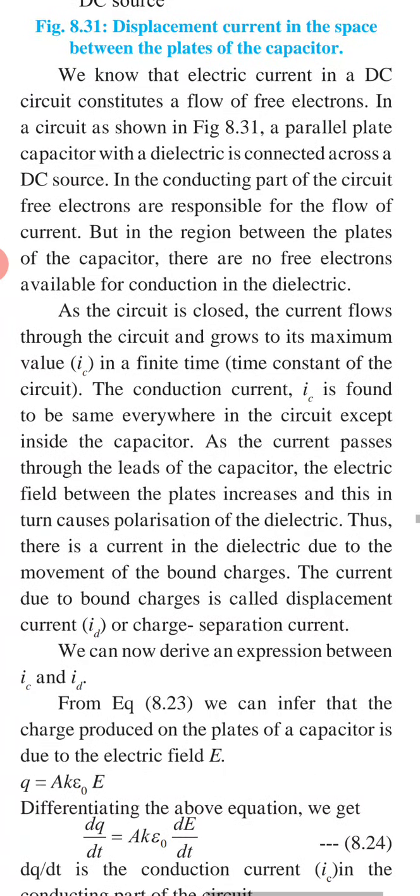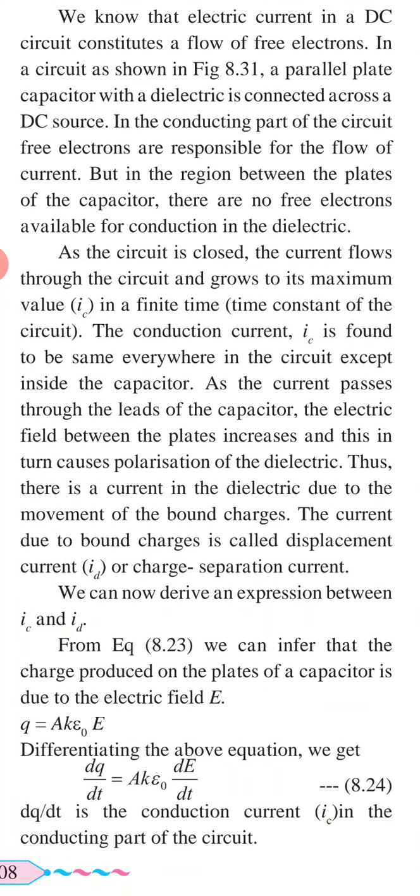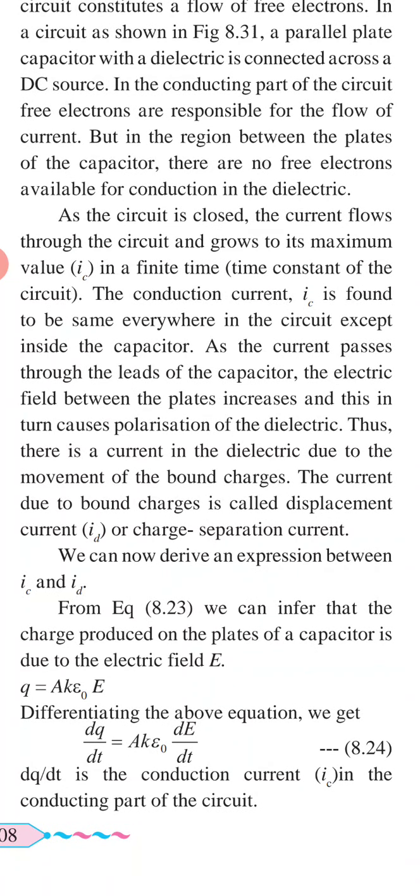As the circuit is closed, the current flows through the circuit and grows to its maximum value, that is IC, in a finite time. So the conduction current IC is found to be the same everywhere in the circuit except inside the capacitor. As the current passes through the leads of the capacitor, the electric field between the plates increases, and this in turn causes polarization of the dielectric. Thus, there is a current in the dielectric due to the movement of bound charges.